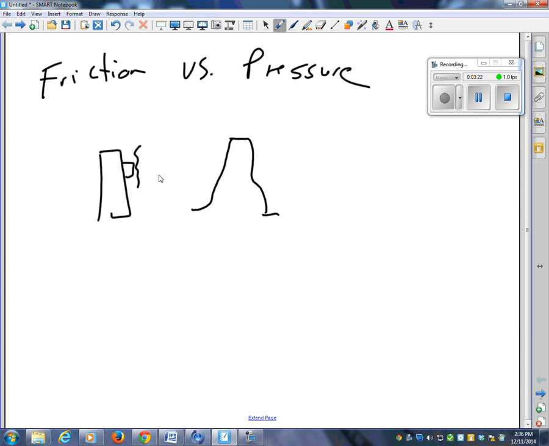Terminal velocity. Remember the penny one? Like the penny drop off the New York, I want to say the Eiffel Tower, but that's not right. The Empire State Building, thank you.